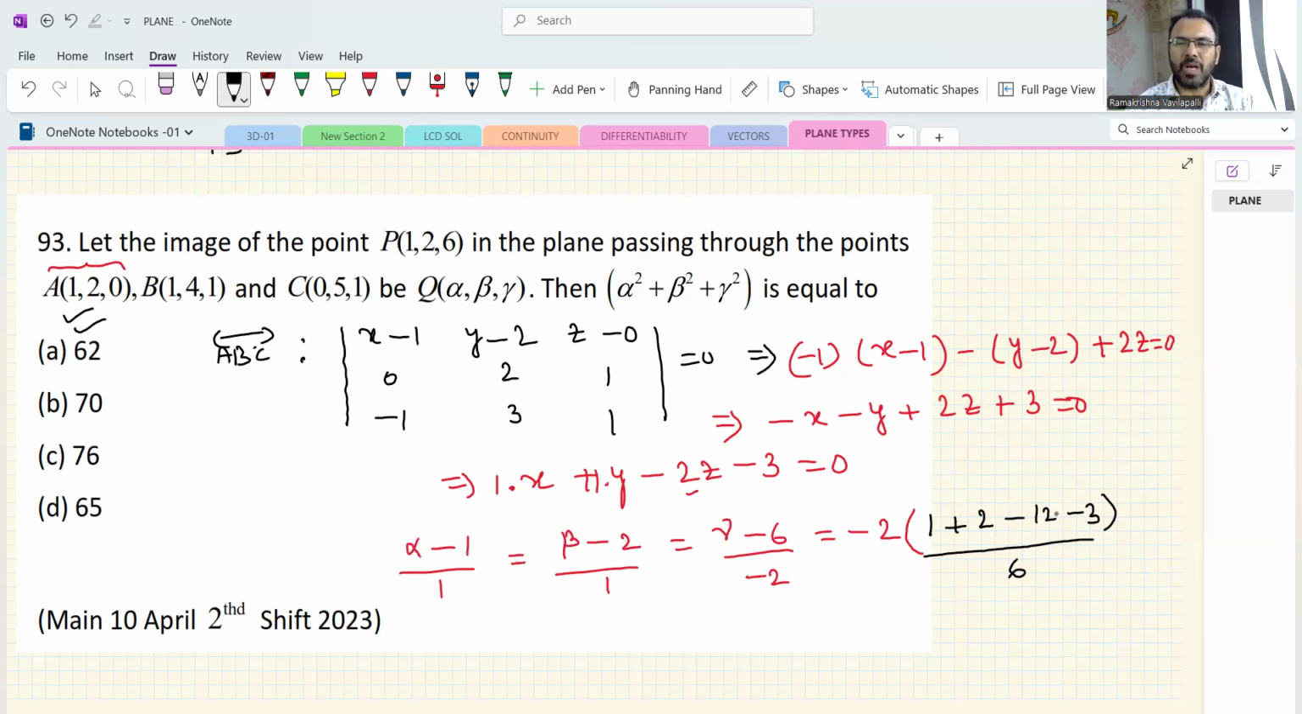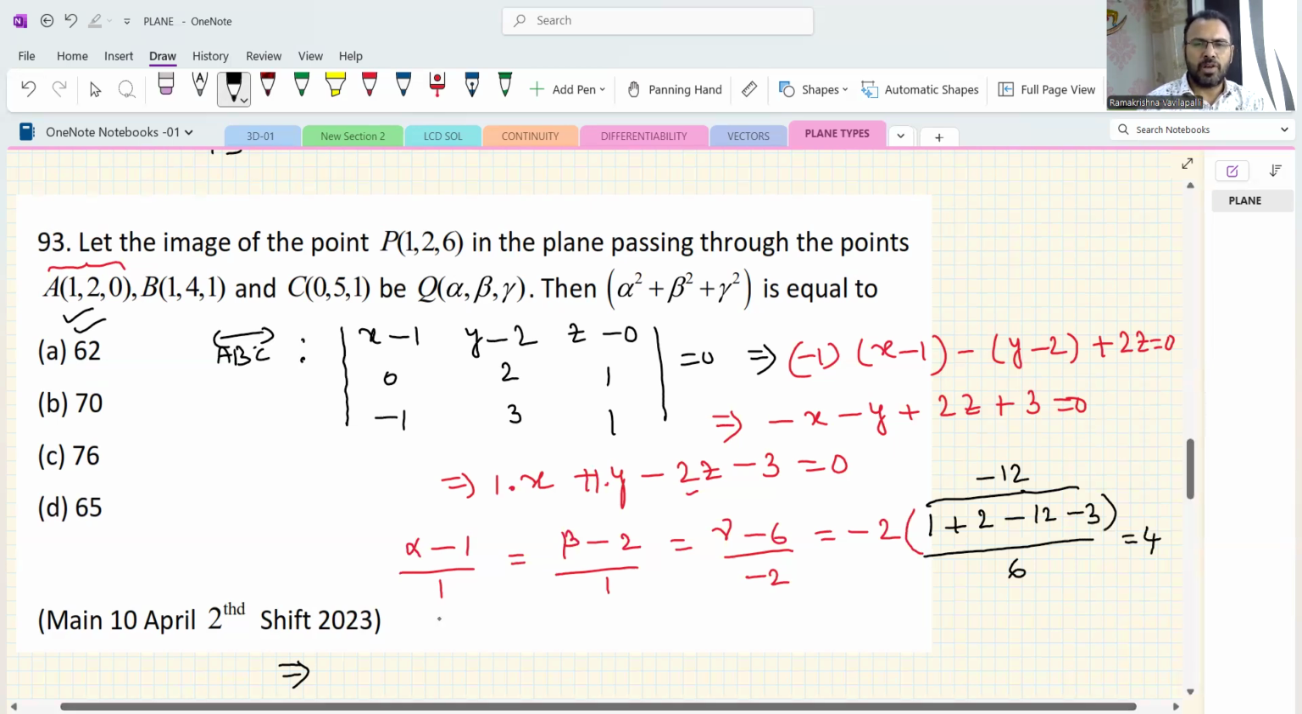All right. Okay. So this is 12 by 6, that is 2, and you will get 4. It is minus 12. This together, it is minus 12. You will get 4. Now equate 1 by 1. Okay. So if anybody does not understand how to find a foot of perpendicular, please watch foot of perpendicular in my channel. How to find a foot of perpendicular and image of a point on the plane or in a plane. So now equate the first one and the last one.